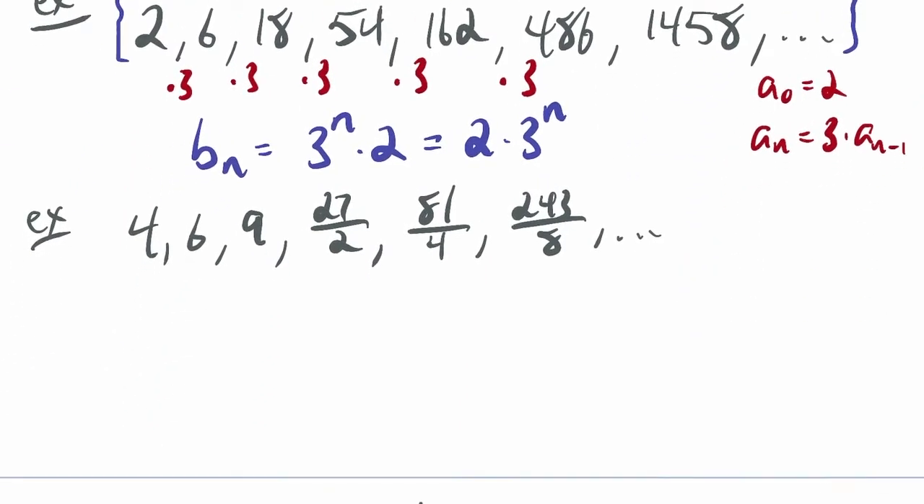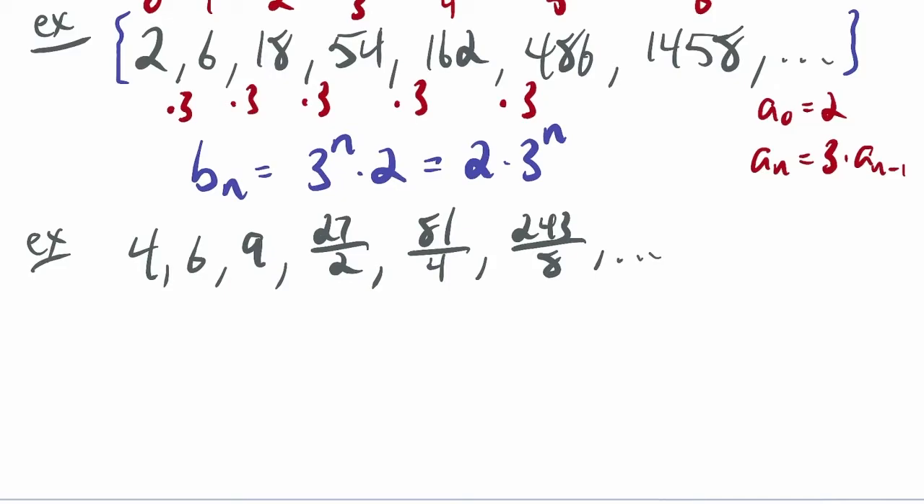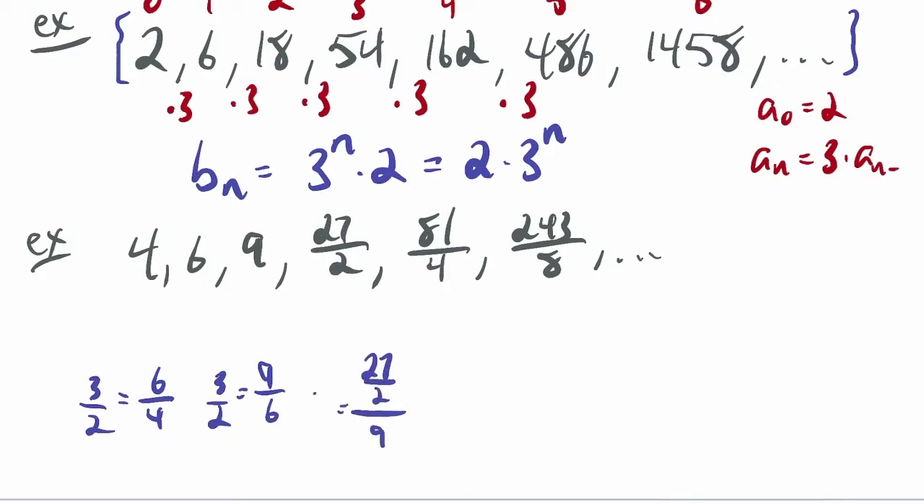Okay, so how about this one? It might be kind of obvious, because of these terms here, that we're clearly multiplying by something over 2. And it might be obvious looking at the 27 and the 81. In other words, take the ratios of successive terms to see if you have a geometric series. So if you do 6 over 4, that's 3 halves. If you do 9 over 6, oh, well, that's 3 halves. If you do 27 over 9, the prior term, that's 3 halves. So yeah, there's a growth factor of 3 halves here.